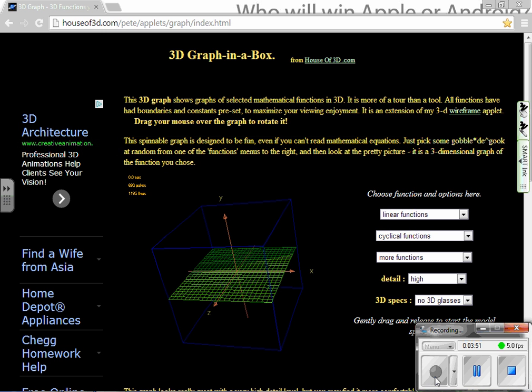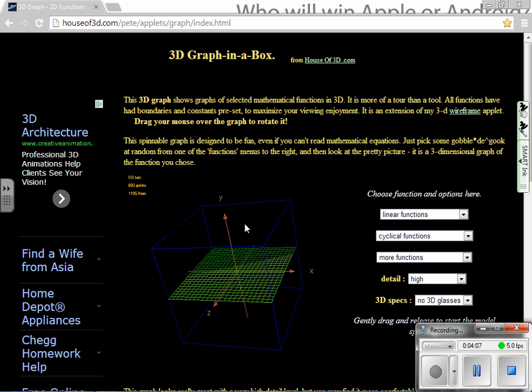Okay, so this is what I was trying to bring up. If you go to this website, there's actually a 3D graph you guys can kind of mess with. Now, it's kind of light, but you can see you actually have an axis here. They call that the z-axis. They call this the x-axis. They call this the y-axis.